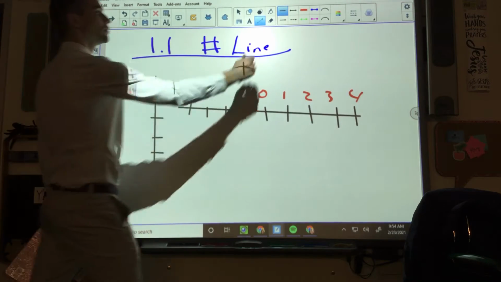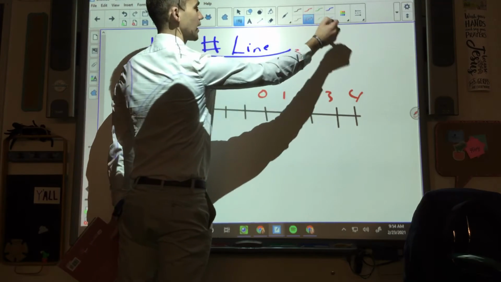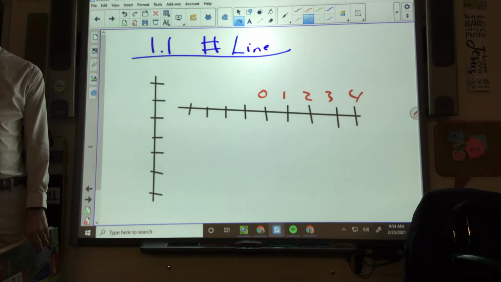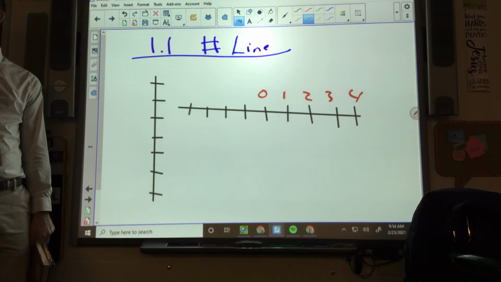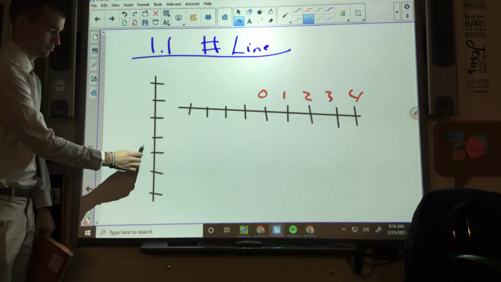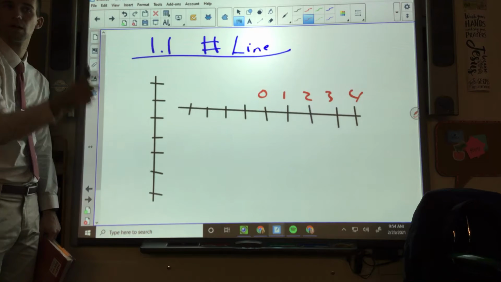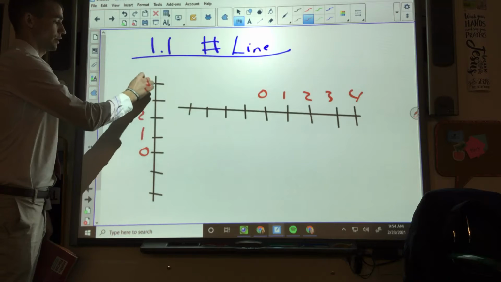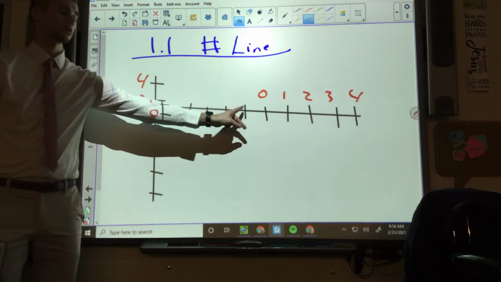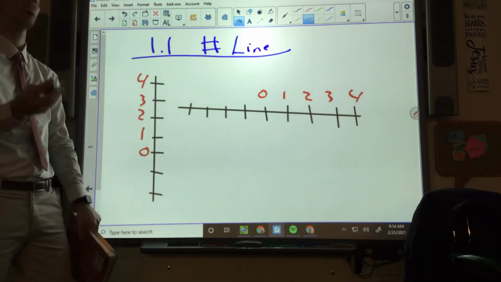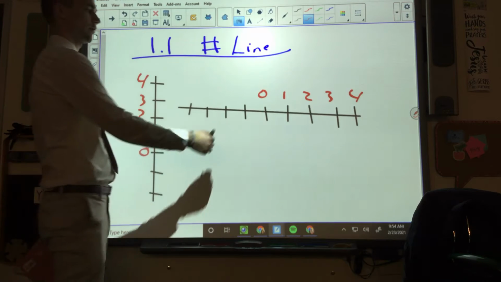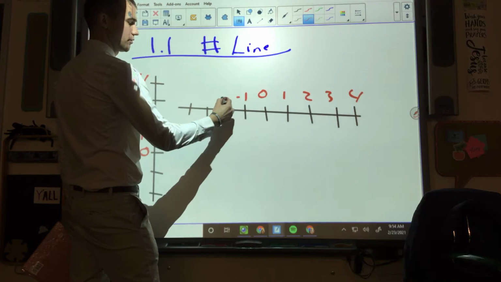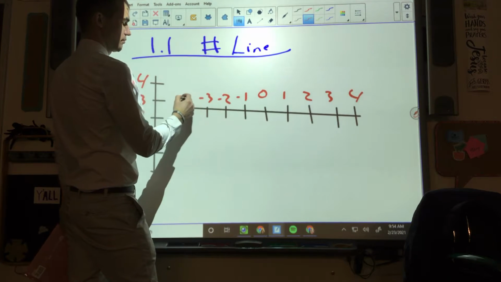If I do a number line that's horizontal, which order do the numbers go? What goes down here? Negative. I'm gonna go right here. 0, 1, 2, 3, 4. What about right here? What goes here? I'm just gonna point. You guys can say it out loud. -1, -2, -3, -4, -5.